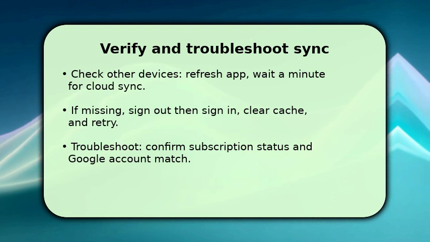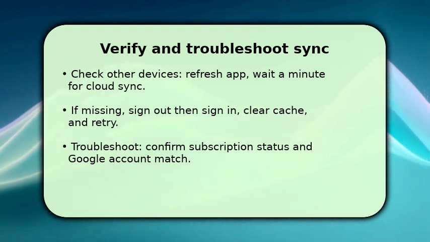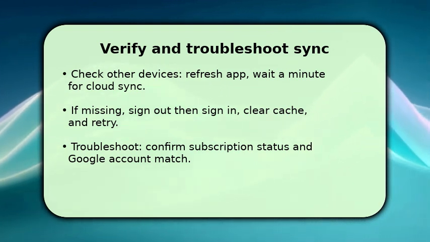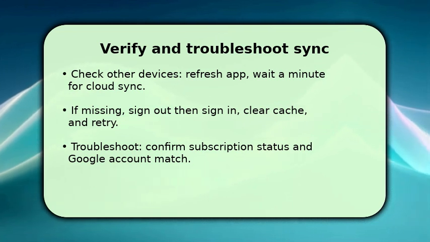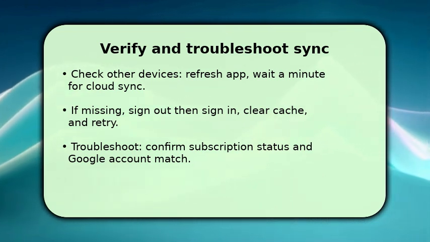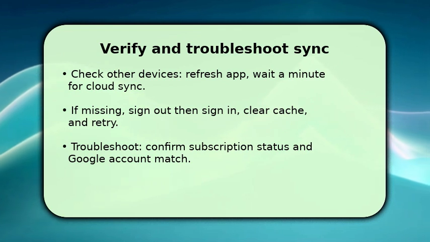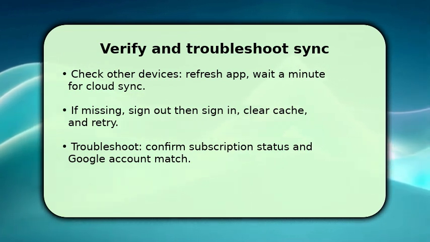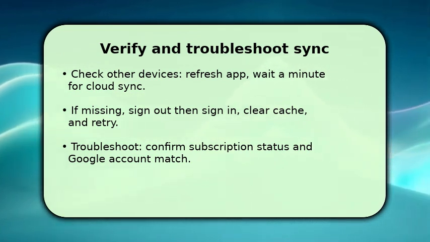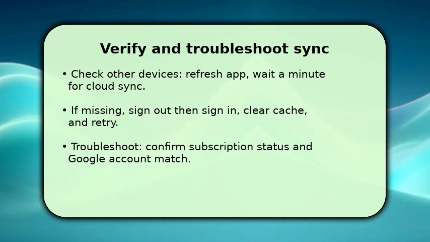If you don't see updates, sign out and sign back in on the problem device, clear the app cache, and retry. This forces a full library resync. Make sure your YouTube Music subscription is active and that every device uses the exact same Google account. Mismatched accounts or expired subscriptions are the most common cause when sync fails.